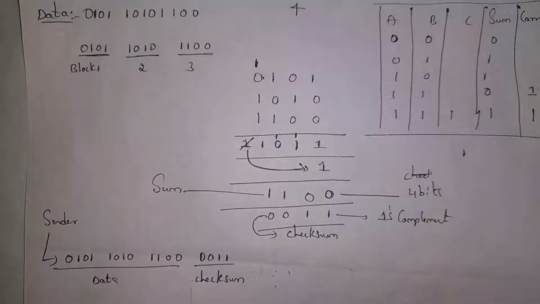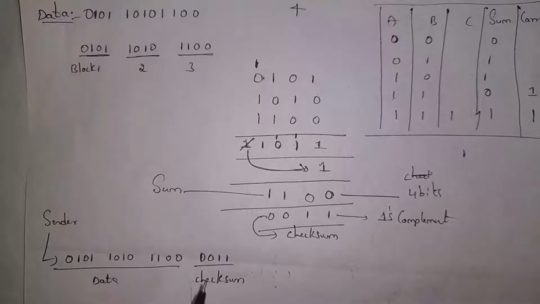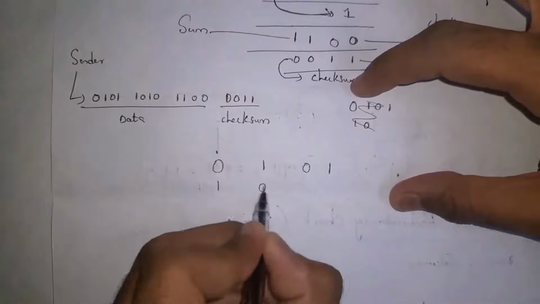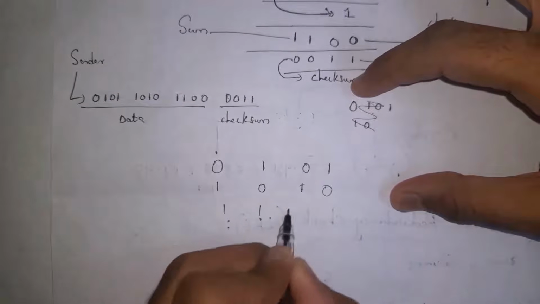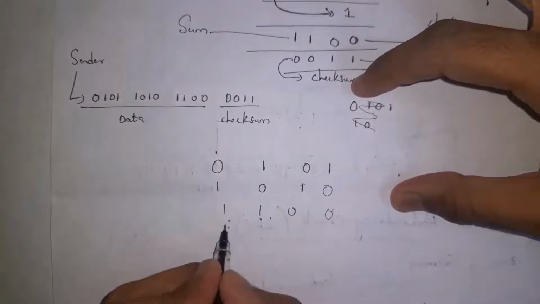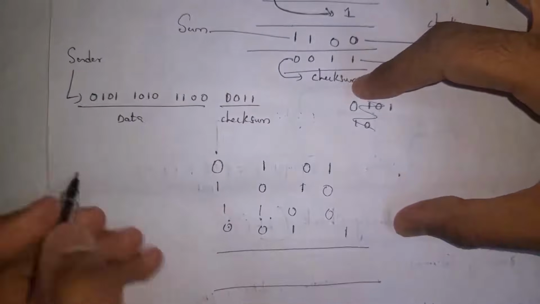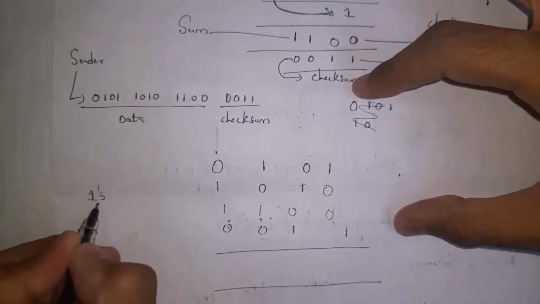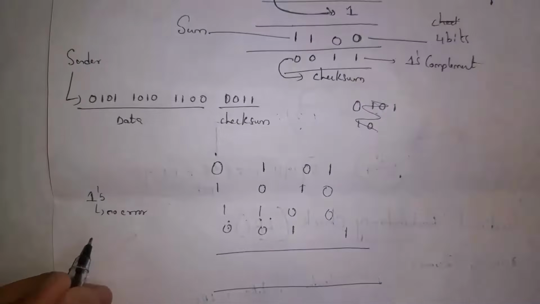Whenever the receiver receives data, the receiver will again perform binary addition including this checksum. So our data is 0101, 1010, next 1100, and as well as the checksum, that is 0011. After performing binary addition, if the result contains all ones, then there is no error. But if the result contains any 0 bits, then our data contains an error.